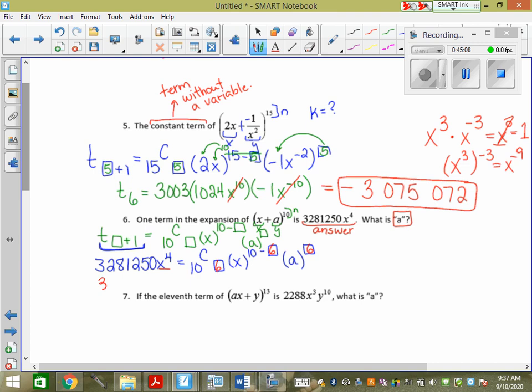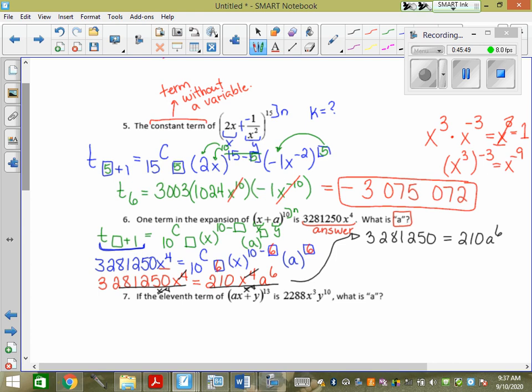So we're going to get 3,281,250 x to the 4 equals, what's 10c6? 210? x to the 4, a to the 6. Now both of them have an x to the 4, so I can divide it off, right? I'm going to divide by x to the 4. It's going to cancel. I'm going to divide by x to the 4. It's going to cancel. And I'm going to be left with 3,281,250 equals 210 a to the 6.